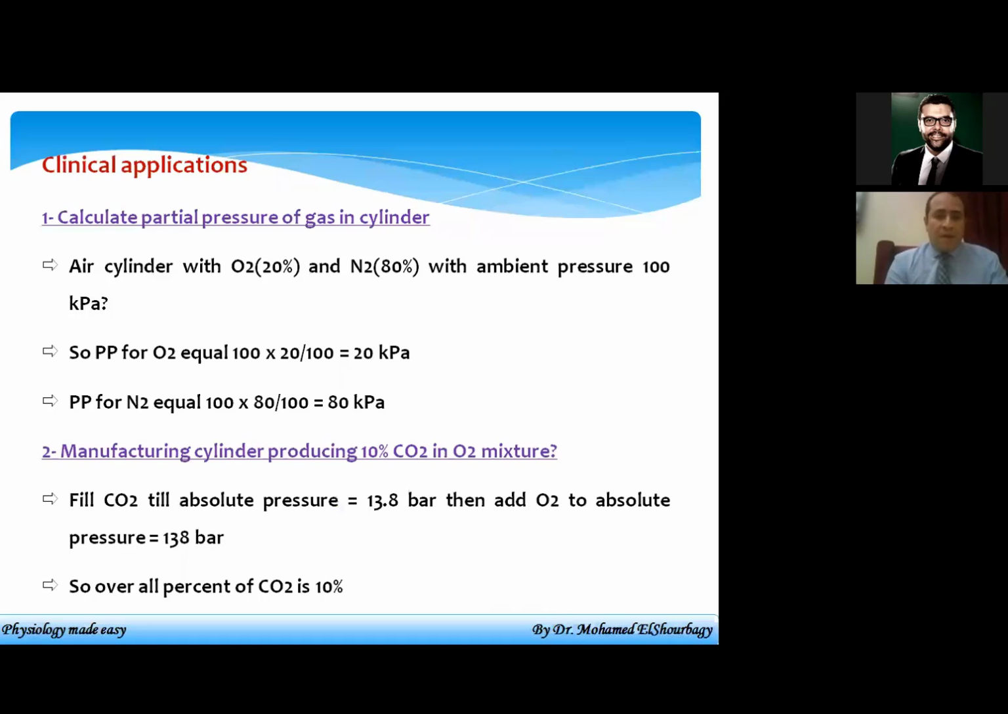Clinical applications one and two about cylinders. The first and second clinical applications about the cylinders. At first, calculate the partial pressure of a gas in a cylinder. How to calculate the partial pressure of a gas in a cylinder containing a mixture of gases.